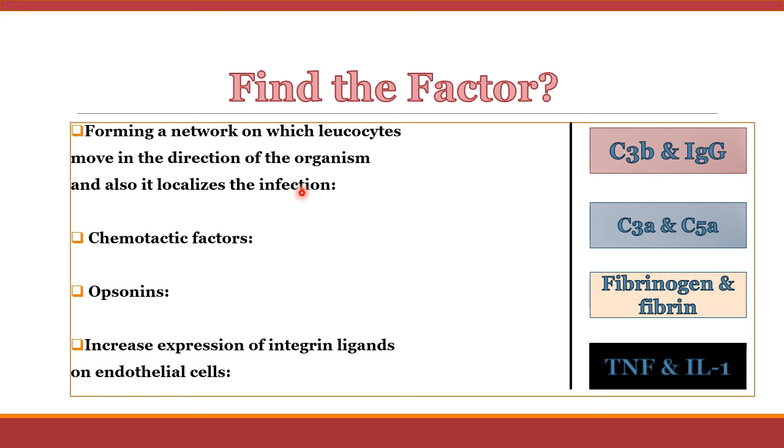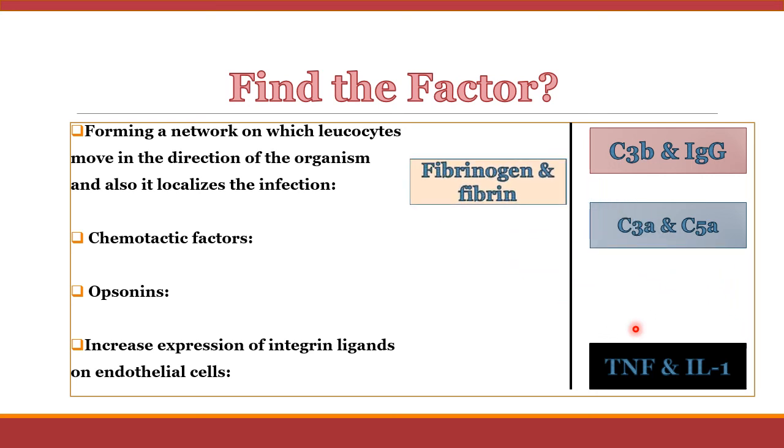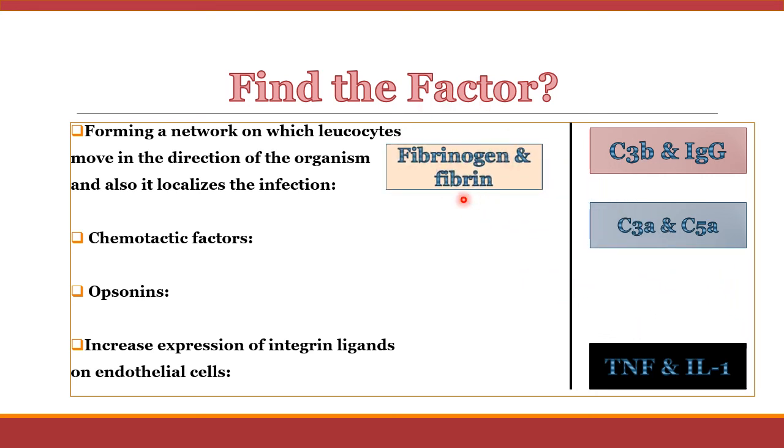So from this list that we have here, we have pairs like C3b and immunoglobulin G, we have C3a and C5a, we have fibrinogen and its product fibrin, and then we have tumor necrosis factor and interleukin 1. Till now, till this lecture finished, what is the pair or what are the factors that can do function number 1? Yes, it's fibrinogen and fibrin. So fibrinogen is the precursor, and then fibrin is the product that is going to do the function. Fibrinogen is one of the components of the inflammatory exudate.